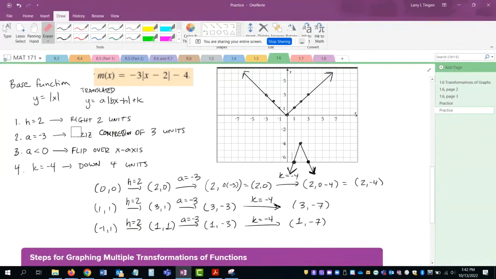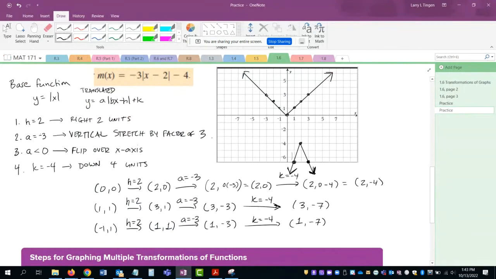Yes, very good. So I have A, it is on the outside. It is manipulating Y. So this is a vertical. And then if it's a vertical, what's happening here? That is a vertical stretch by factor of 3.